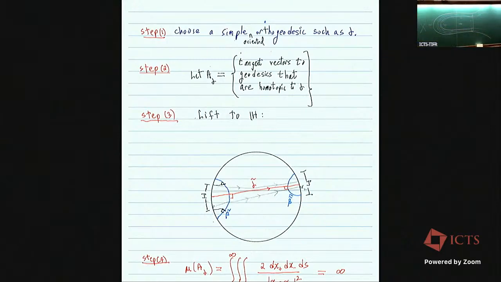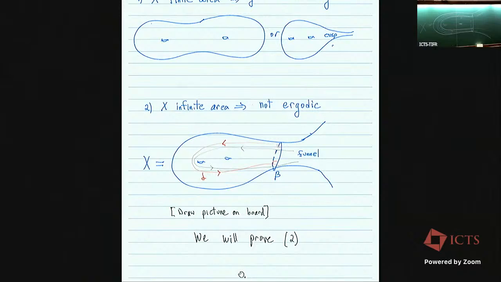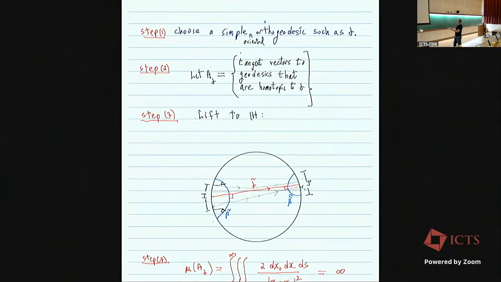Okay. And now, what's the measure of that A delta, right? It depends on delta. What's the measure? And that's what I want to compute now. I want to compute the Liouville measure of this. So how do you do that? Well, we have the measure upstairs in the unit tangent bundle. So lift this picture, all these vectors, up to the universal cover.